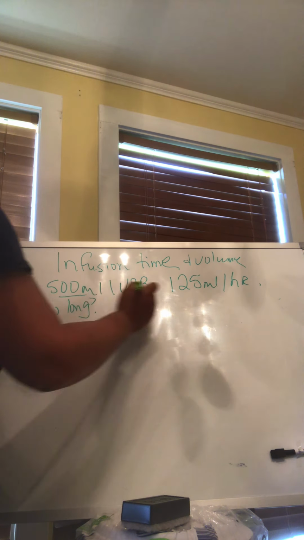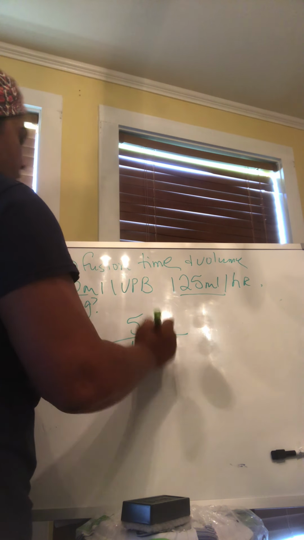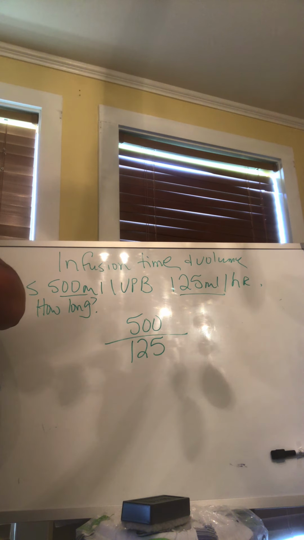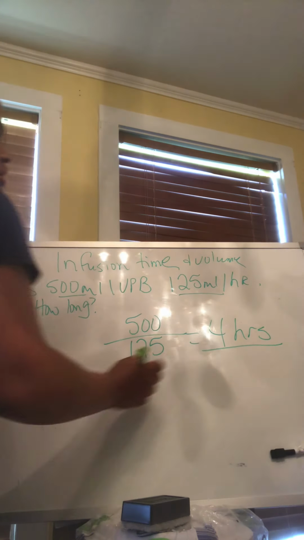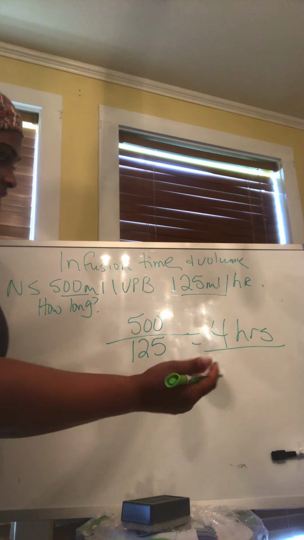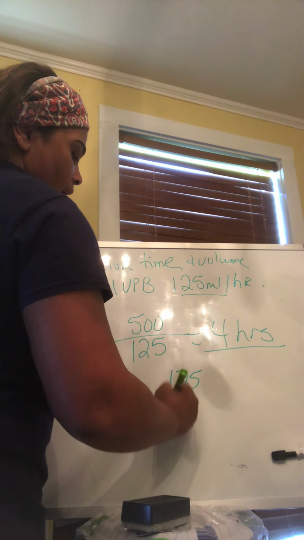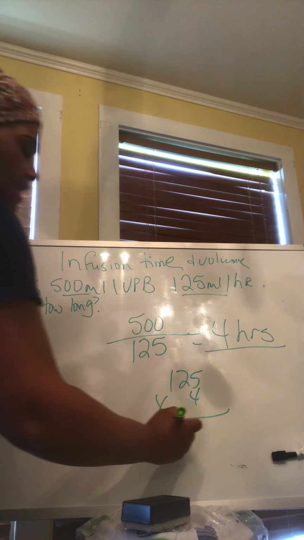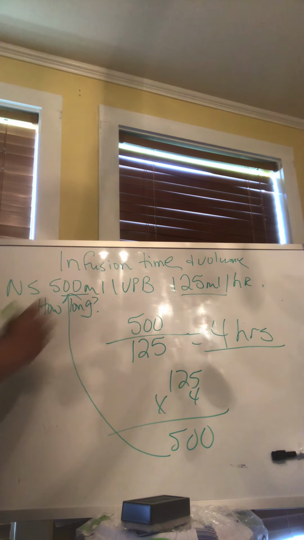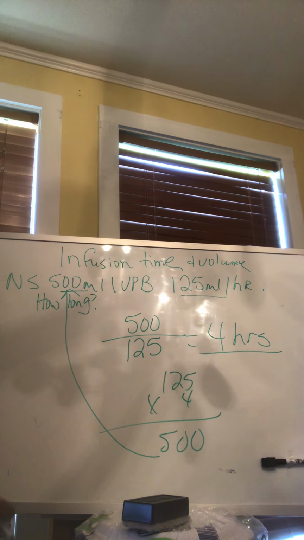Again, we take what we know. We have 500 milliliters over 125. And what do we get? 4 hours. So this infusion should last 4 hours. If we check ourselves, we do 125 times 4, and it gives us 500. So we know that our answer is correct. Okay? We know our answer is correct.